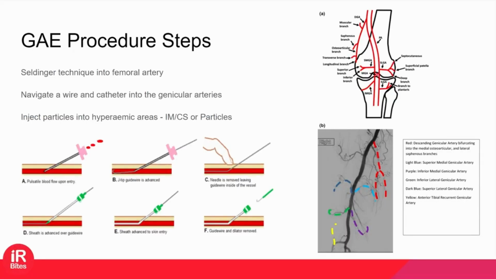So when you've secured your access, you then put a wire and a catheter in to try and get into the arteries, and that's pretty much it. I mean, it sounds very simple, doesn't it? But in principle, it is very simple. You know, it's not rocket science. You obviously have to know your anatomy and know the imaging in order to do that safely. But that's the principle of how you do a genicular artery embolization.